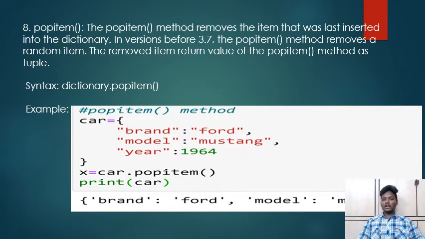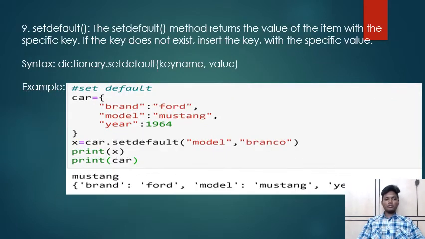Okay, and now let us go to the next method, and the next method is setdefault. This setdefault method returns the value of the item with the specified key. If the key does not exist, it inserts the key with the specified value. The syntax for setdefault is dictionary.setdefault(key name, value). In this setdefault, if the key does not exist, we can insert the key with a specific value.